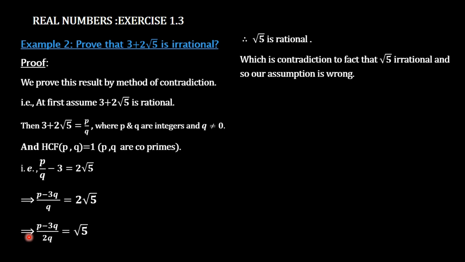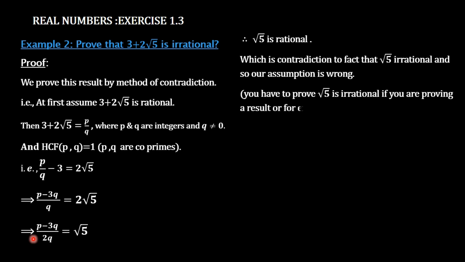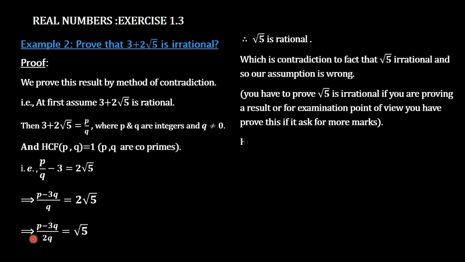If our assumption is wrong, what can we conclude? 3 plus 2 root 5 is not a rational number, it is an irrational number. Hence 3 plus 2 root 5 is irrational. So we have proved our result here. Please keep this in mind.